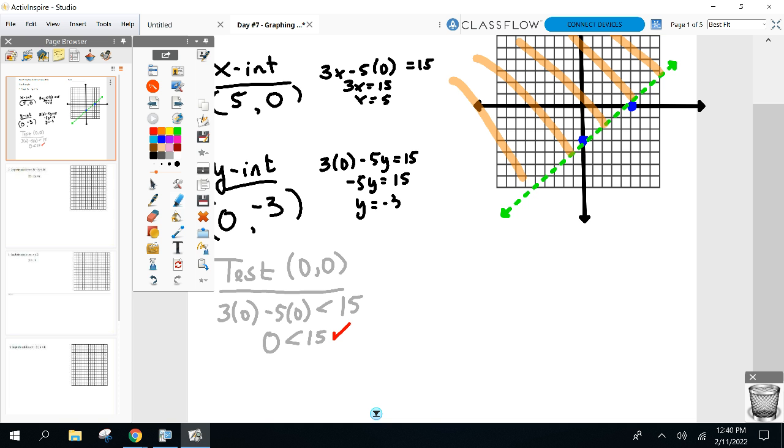Anything you want to ask before we do 2 on the same graph? This is not where I want to be at all. This is not where I want to be. We're starting to get there though.